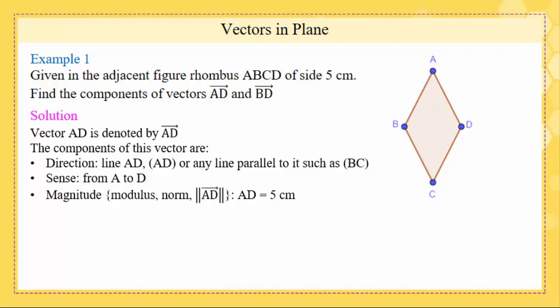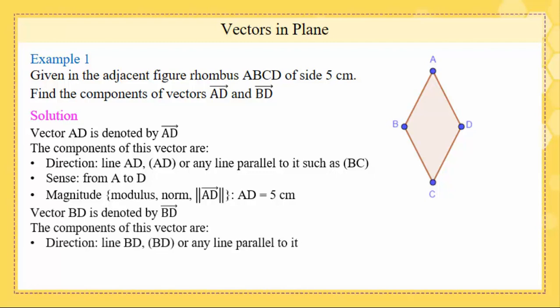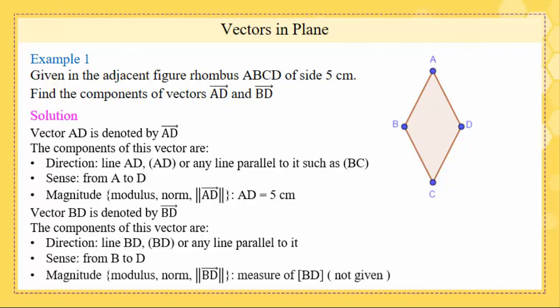Now vector BD. The direction of this vector is the line holding it, which is line BD or any line parallel to it. The sense is from point B to point D, and the magnitude is the measure of segment BD, which is not stated in this example.